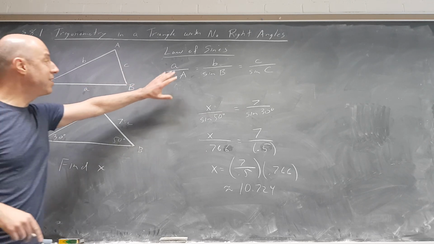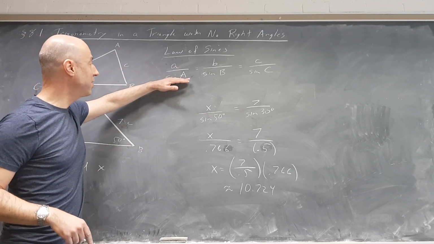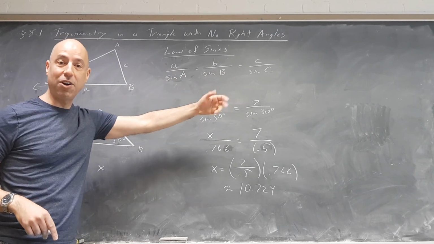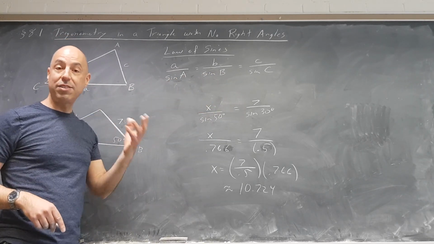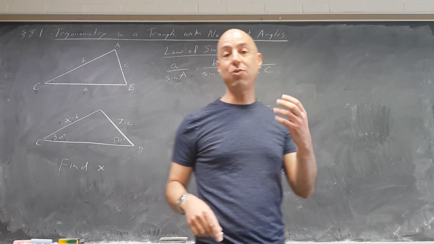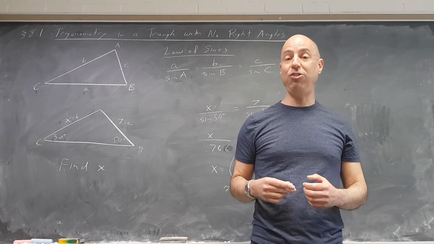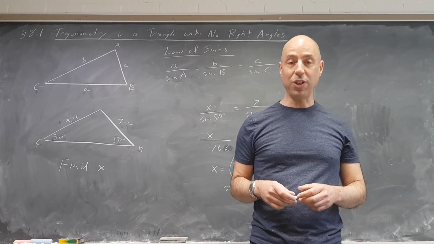So the law of sines, it's clear why it's called the law of sines, right? It has sines in there, and the law of cosines has a cosine in it. Depending on what information you need in a non-right angle triangle, depending on what information you have, you can use the law of sines or the law of cosines.